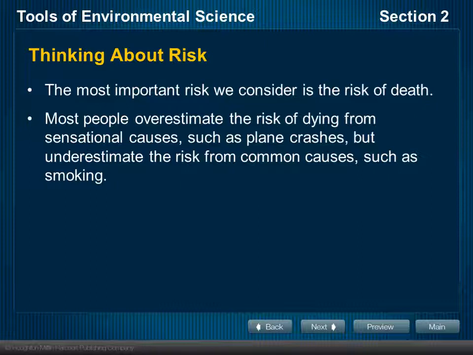Another example of risk, just as an example of understanding statistically how it plays out: the most important risk we consider is the risk of death. And so what happens? People think about the sensational types of things, the risk of dying in a plane crash, which is statistically much, much lower than the risk of dying from common causes, okay? So again, this is just a corrective in how we think about and apply a lot of these things.